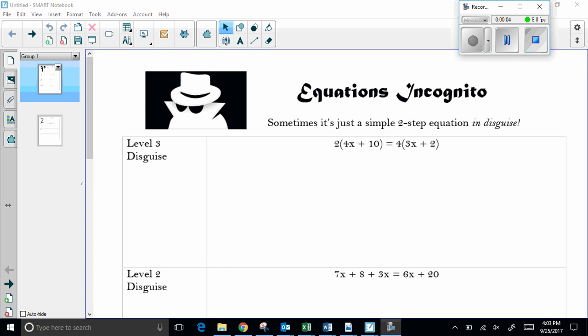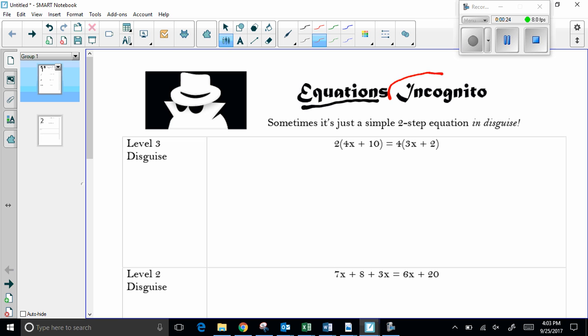I want to go through a few problems with you and do this activity together. There's something I just wanted to make sure and point out to you as we solve more and more complex equations. What I want you guys to see is that lots of times these equations are like in disguise. They look more complicated than they really are.